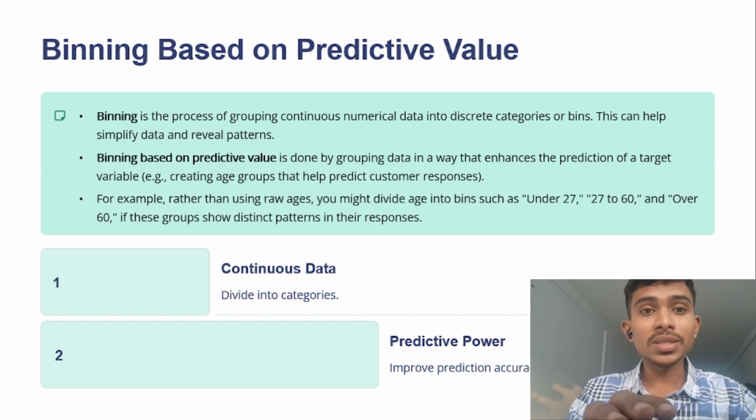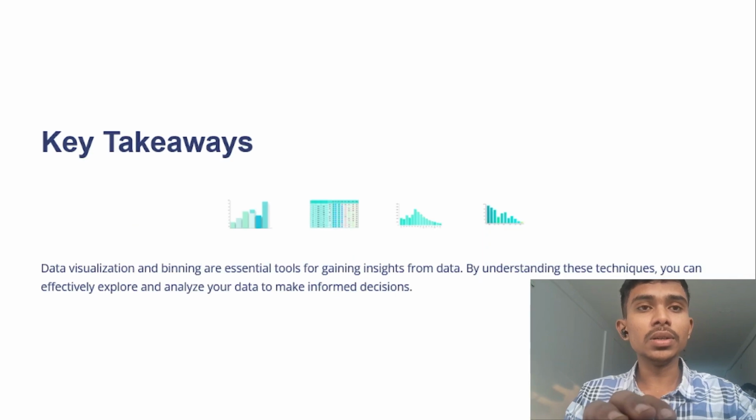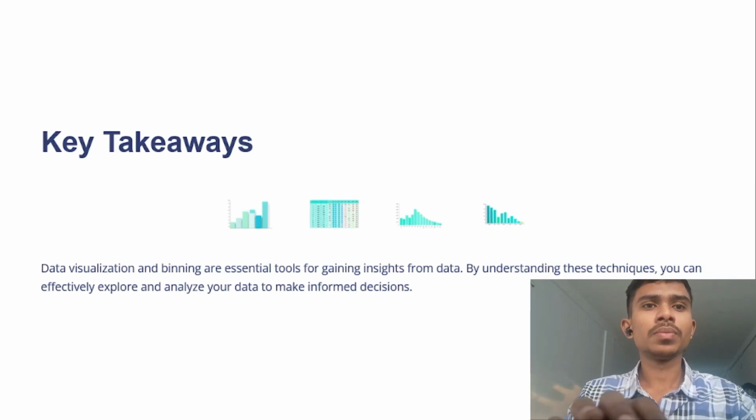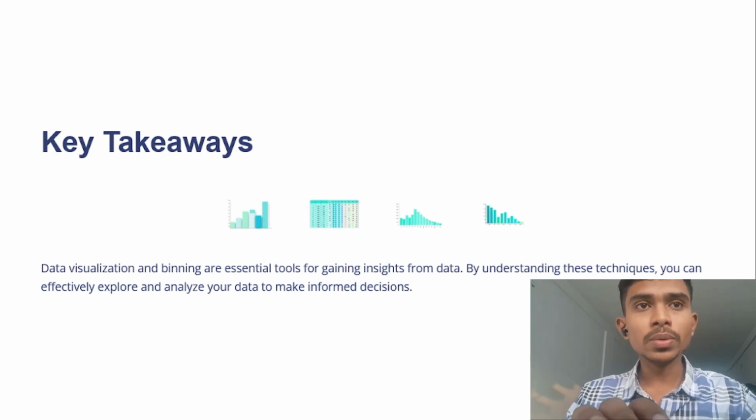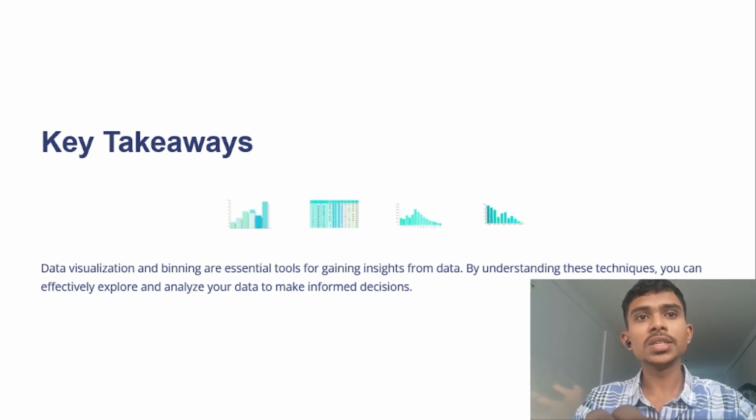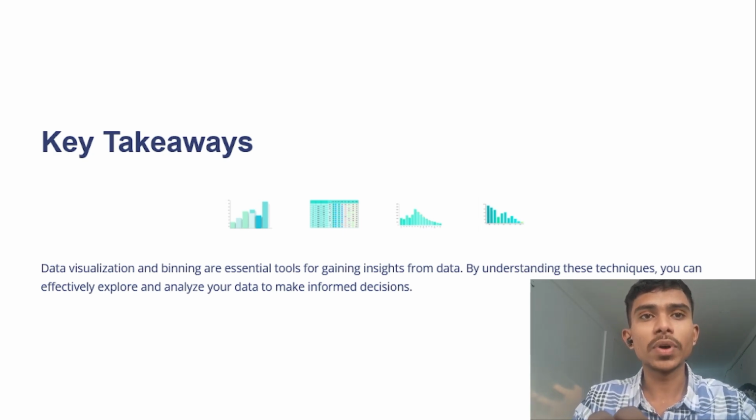Now let's summarize what we have learned. To recap, we explored bar graphs for categorical data visualization, contingency tables to analyze relationships between variables, histograms for numeric data distribution, and binning for simplifying data and improving predictions. These techniques are fundamental for data analysis and help in making informed decisions.